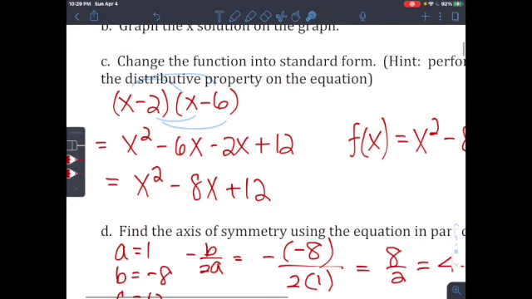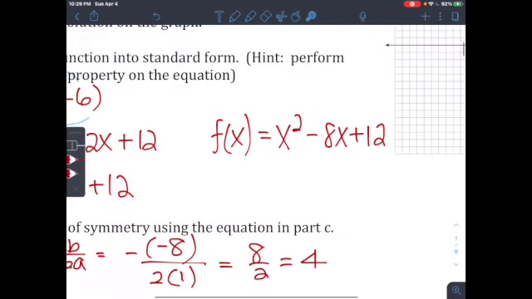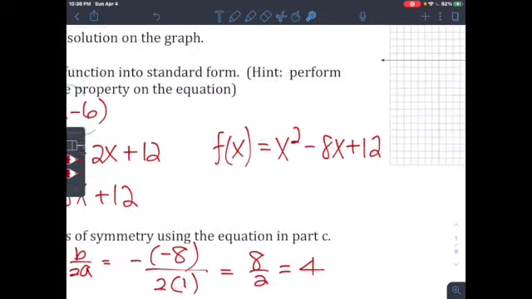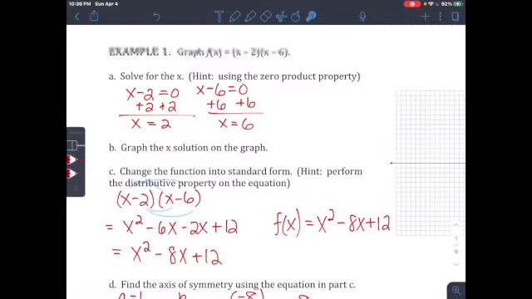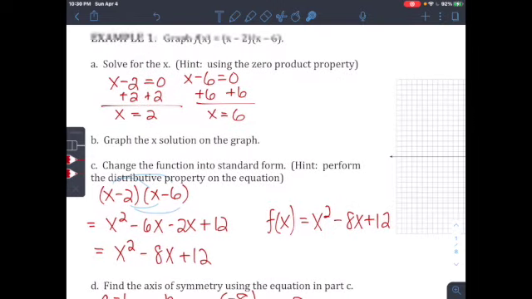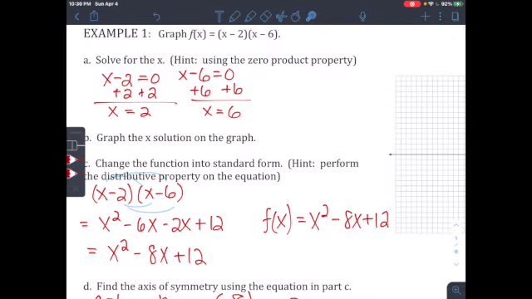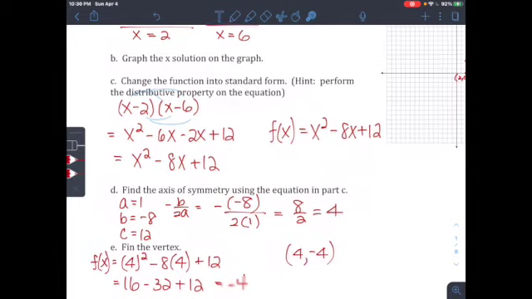So that's what I did. x minus 2 times x minus 6. I distribute them out and combine like terms, and what happened is the equation f of x equals x squared minus 8x plus 12. That's the standard form compared to the factor form from above, which is x minus 2 times x minus 6. So they mean the same thing.